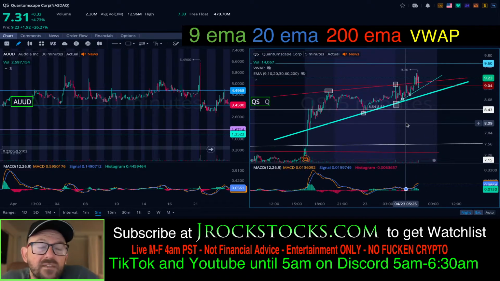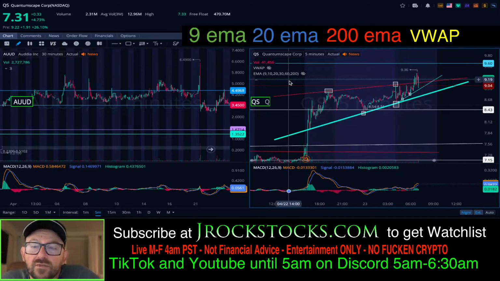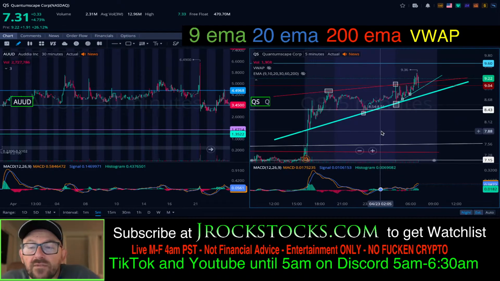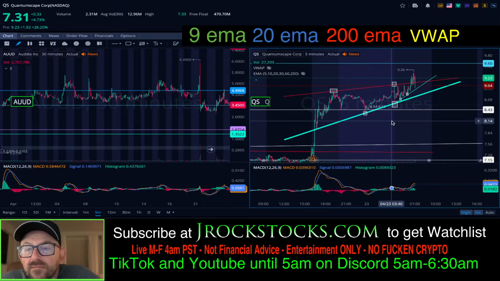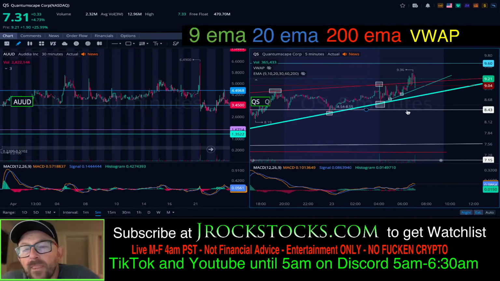Actually, back in the day, it used to be on Trading View. Sorry, not Trading View, TD Ameritrade. It used to be on TD Ameritrade, and then switched over to Webull. But on TD Ameritrade, I used to put circles, circle, circle, circle.